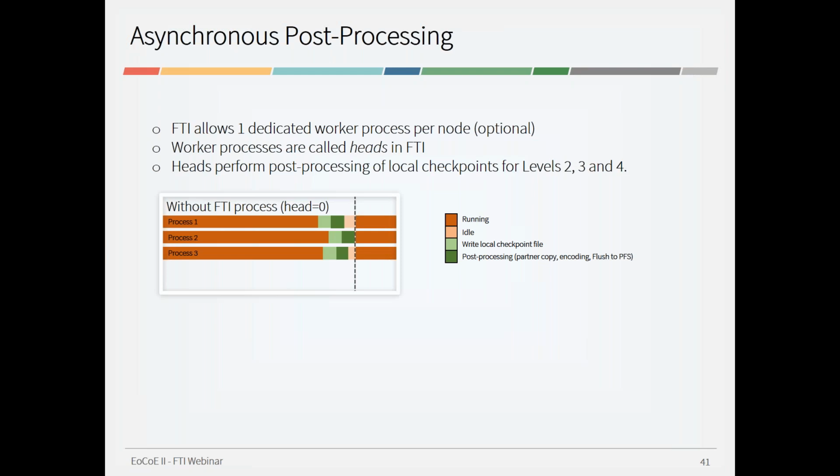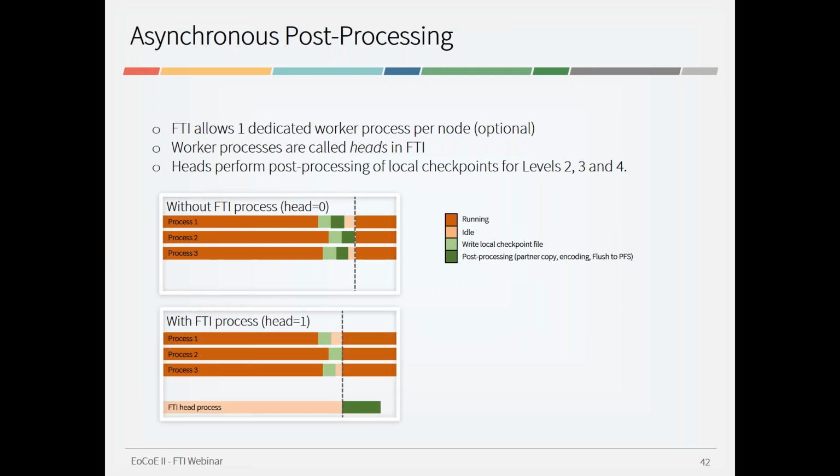And here is how it would look to visualize this a little bit. We have 3 processes here. They arrive at the checkpoint, write the data locally, and perform the post-processing of the data inline. And since we have a collective, coordinated checkpoint here, all the application processes have to agree on the successful completion of the file in order to continue the execution. So this is the case where we have no head processes.